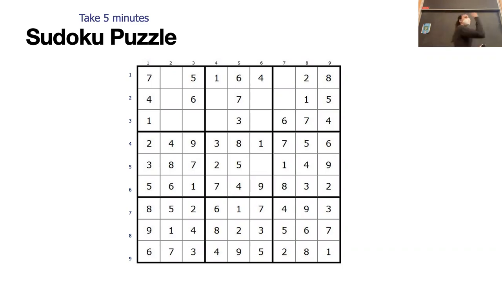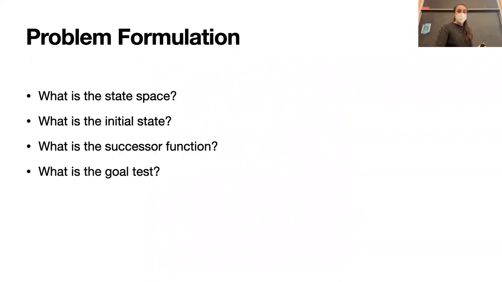Did anybody try to just randomly assign them and then basically move them around? Did anyone try that? Oh, yeah. So that's a perfectly fine strategy as well. So again, there are a lot of different things that we could think about, okay? So this is essentially a special case of a search problem, okay?